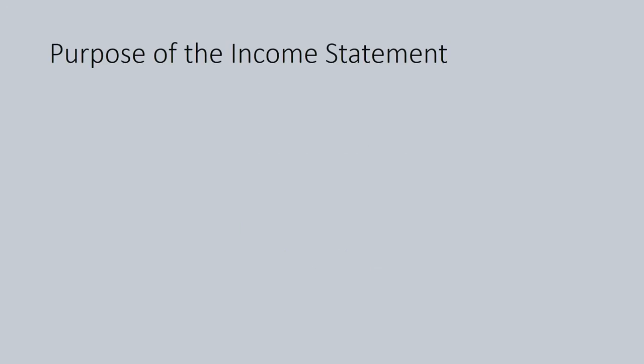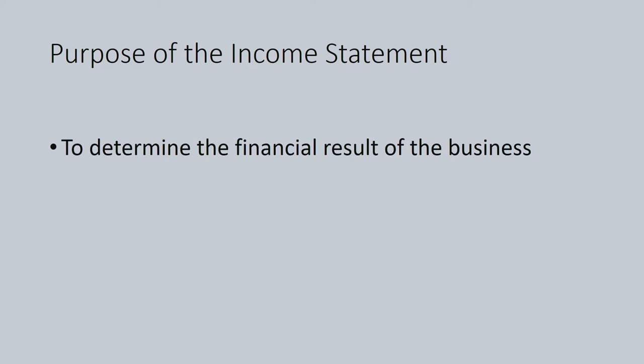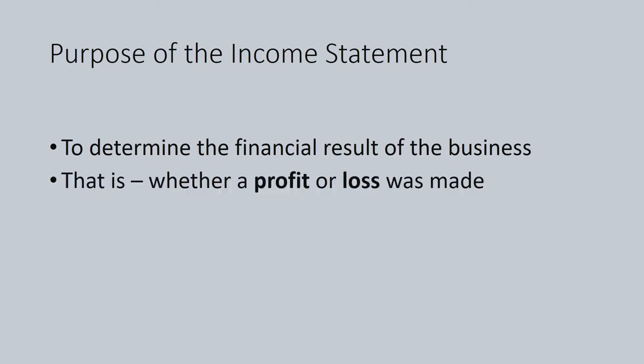Financial statements of a partnership. Okay, there's the income statement and there's the balance sheet. Now you know these two terms from last year in grade 10 when you did a sole trader. So what is the purpose of an income statement? It is to determine the financial result of the business or of the partnership. Now, what is the financial result? The financial result is whether a profit or loss was made. Did this business make a profit in the financial year or a loss? And you'll find out this information by drawing up an income statement.